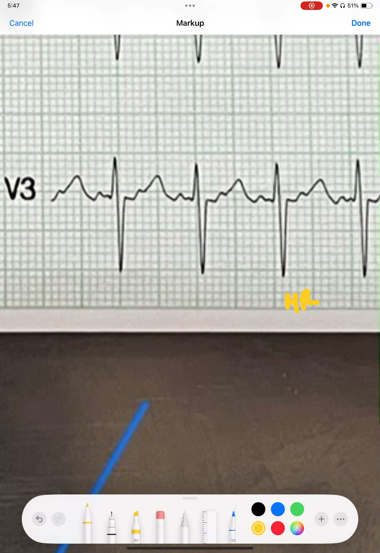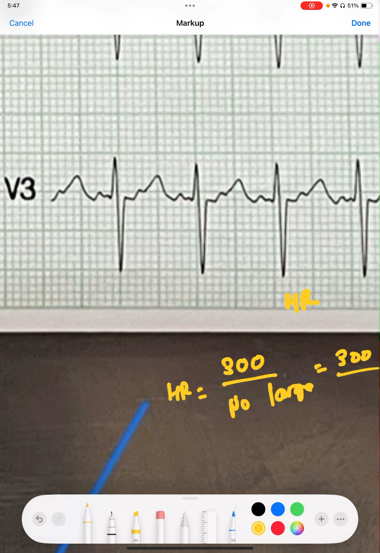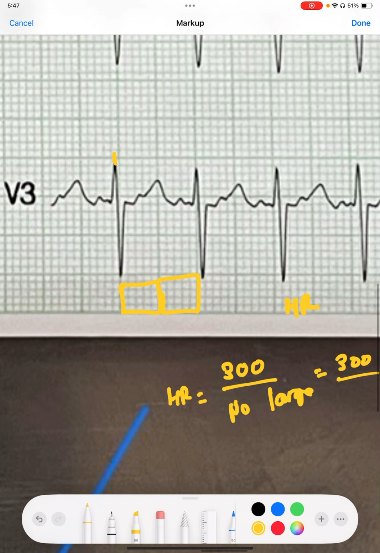Now in this ECG, the simplest heart rate calculation method is 300 divided by the number of large squares. Here this is one large square and this is the second large square. So this is in short the distance between two R's or the two tips of S waves. There are two, so the heart rate is around 150.